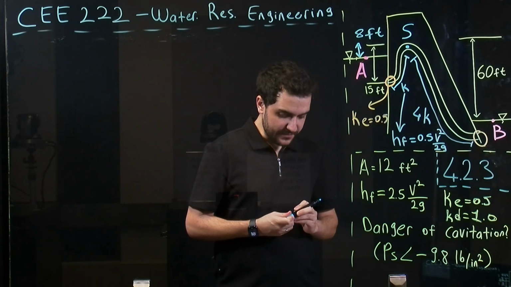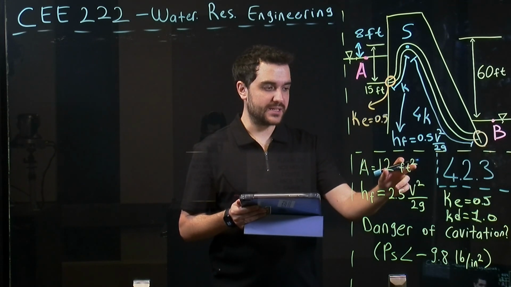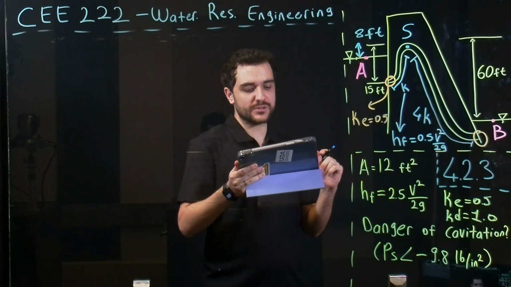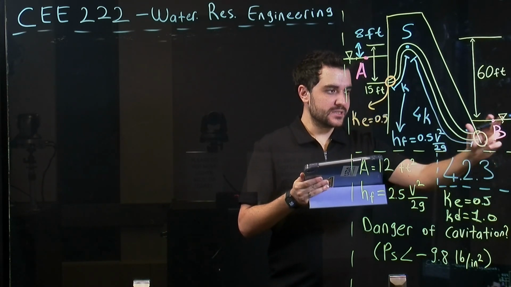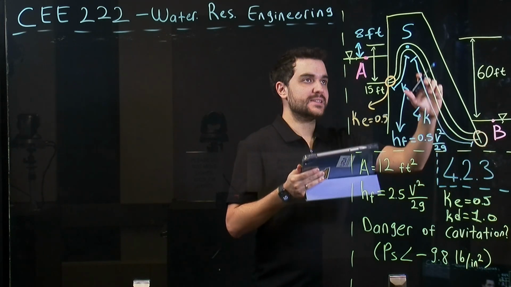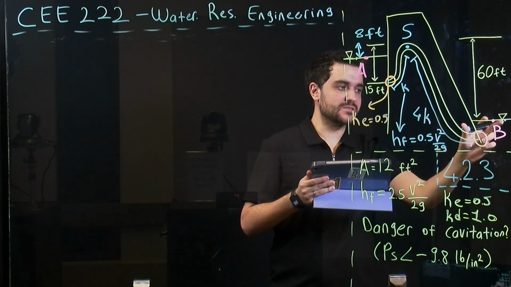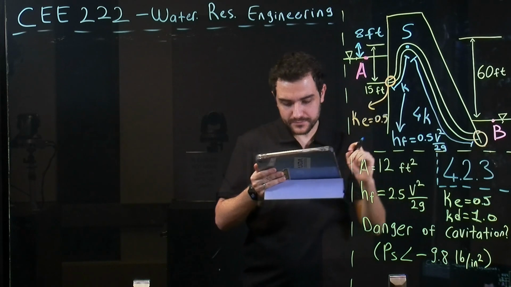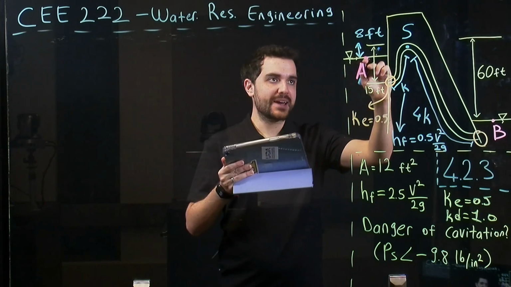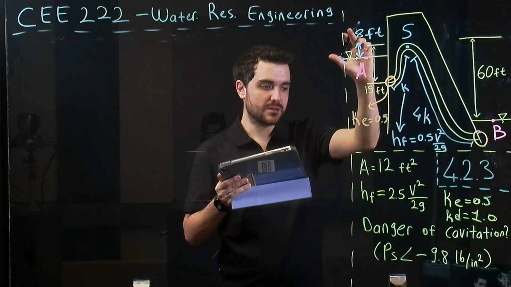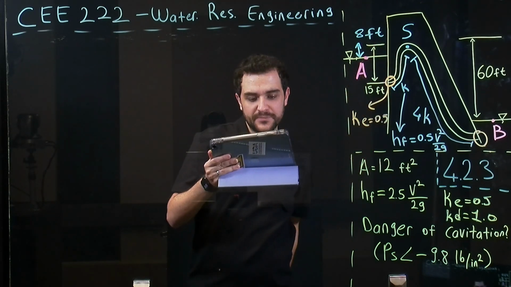Here we have a siphon with a cross-section area of 12 square feet, as you can see here, and it is used to discharge water to a downstream reservoir, which is here, below its summit. So the downstream is 60 feet below this summit, and also the upstream water surface level is 8 feet below this summit. So here we have 8 feet from the summit to the surface of this reservoir.